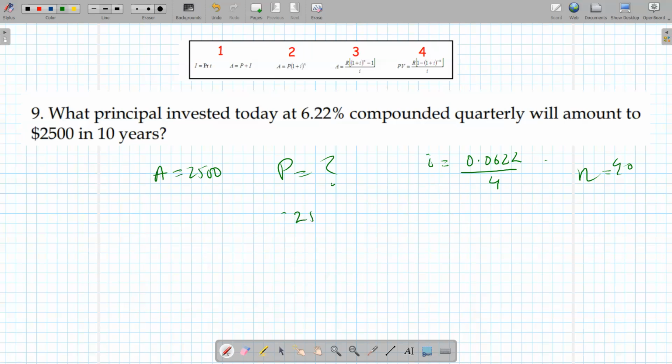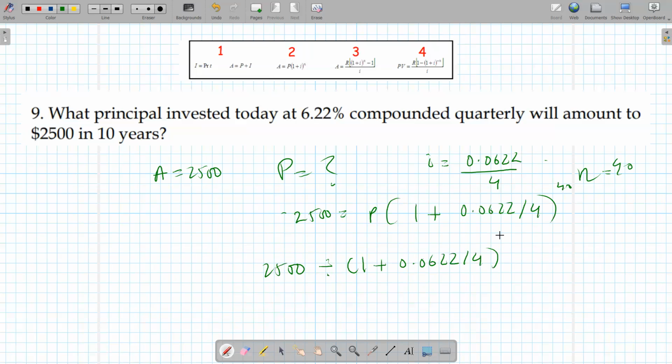So what does it look like? It looks like 2,500 equals P times (1 plus 0.0622 divided by 4) to the power of 40. Try this. This will give you the exact answer. 2,500 divided by (1 plus 0.0622 divided by 4) to the power of 40. Because we had an irrational number there where it kept on continuing, which is not an irrational number, but a recurring number.